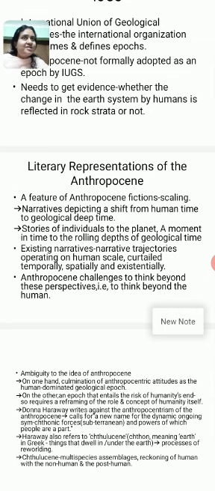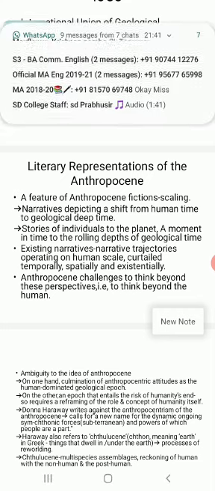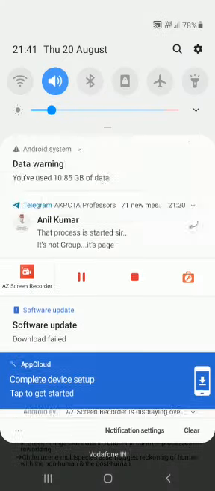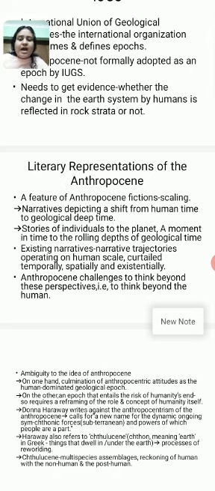But if certain things happen beyond the logic, beyond our justification, then that can be counted as something extraordinary, something beyond human. And these are the features of Anthropocene fictions. Anthropocene challenges us to think beyond these perspectives, that is, to think beyond the human. So in Anthropocene fictions we can see thinking beyond the temporal, spatial and existential aspects, that is, to think beyond the human scale.